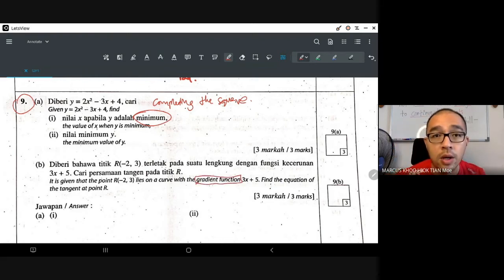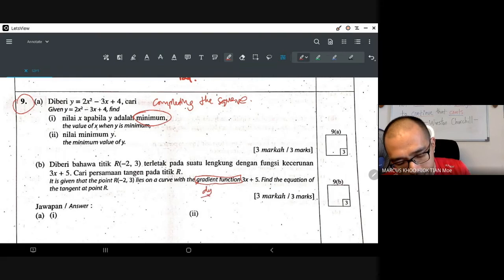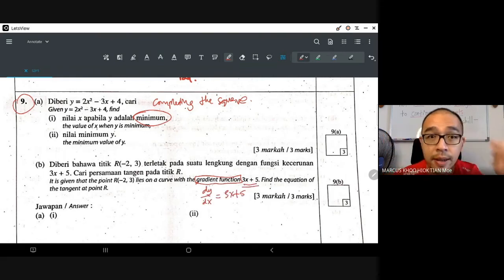If it is just gradient, different story. This is gradient function, fungsi kecerunan. Gradient function only appears in one chapter, which is chapter 2, Form 5, differentiation. Gradient function is dy/dx equals 3x plus 5. So when you take a look at question B, you're like, okay, it looks like differentiation. So question A also has to be differentiation.